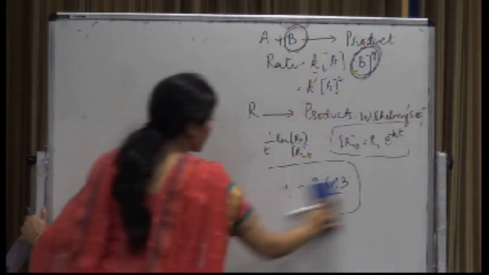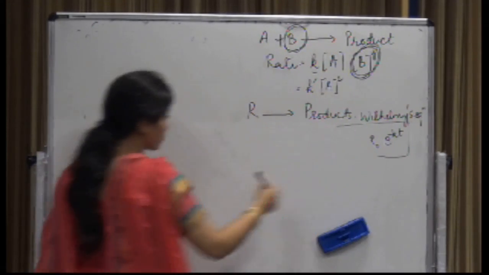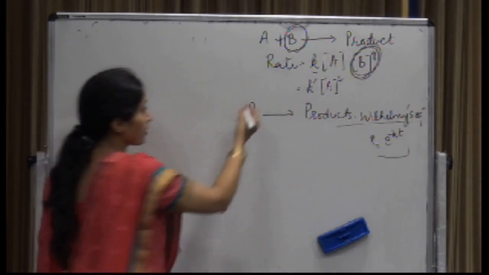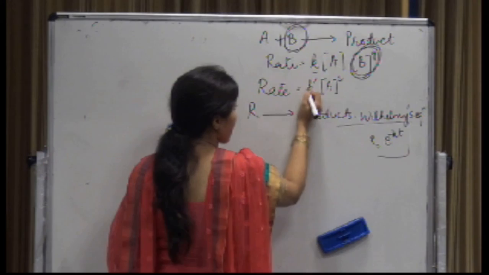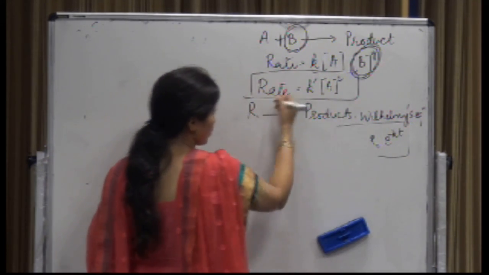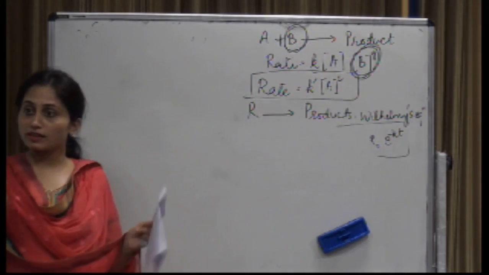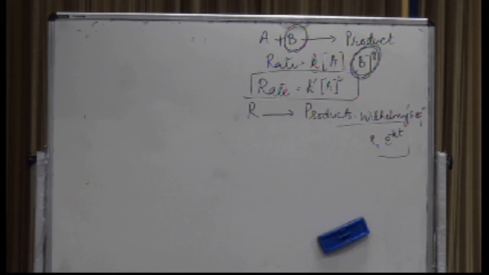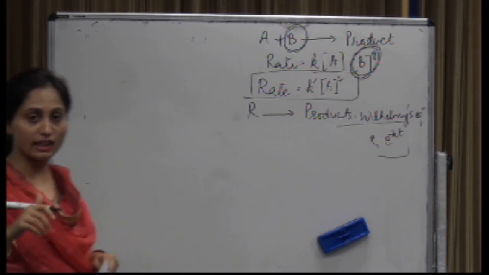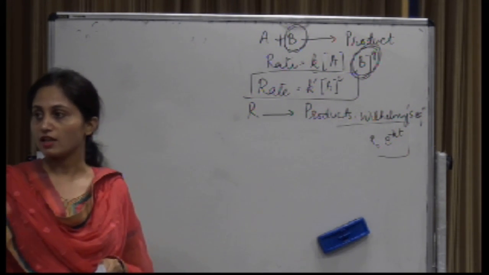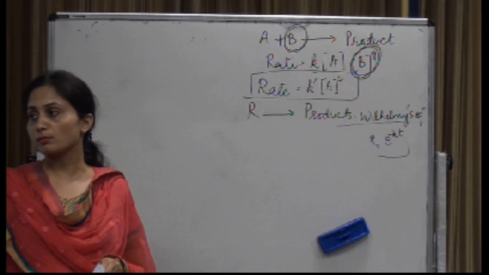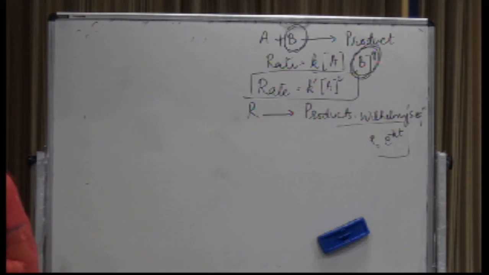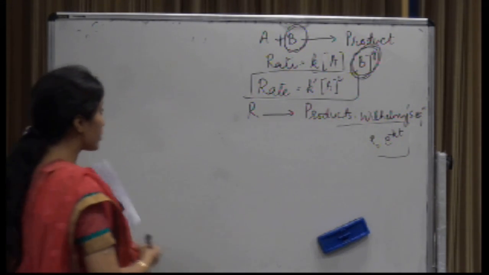Pseudo first order reaction means that your rate is equal to k dash into A to the power 1. So the rest of the formulae for the pseudo first order reaction remains the same. k will be equal to 2.303 upon t log of R naught by R t. And t half will also remain the same, that is 0.693 upon k. So that will just remain the same.